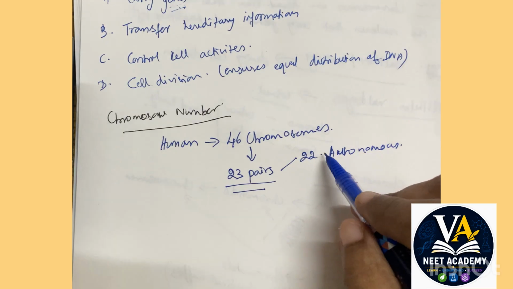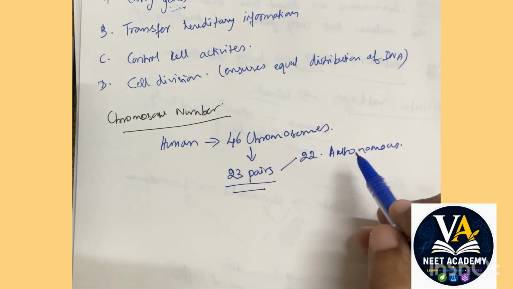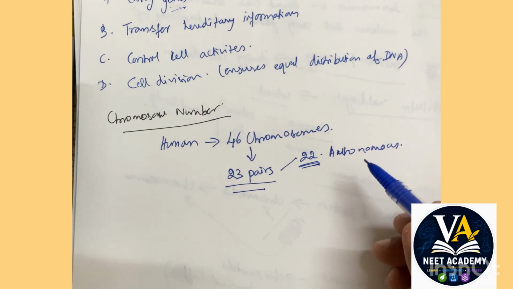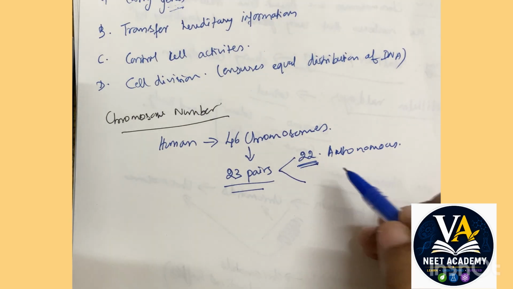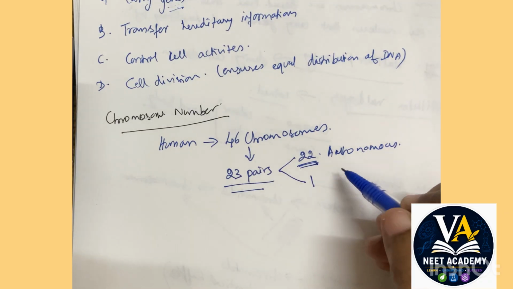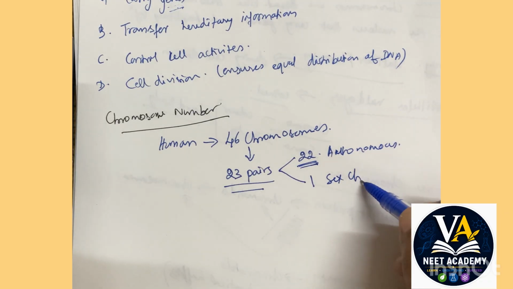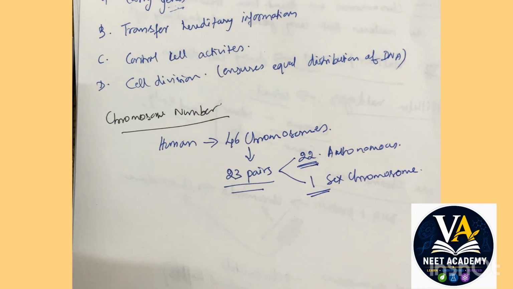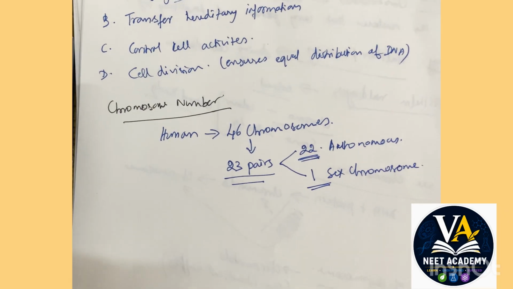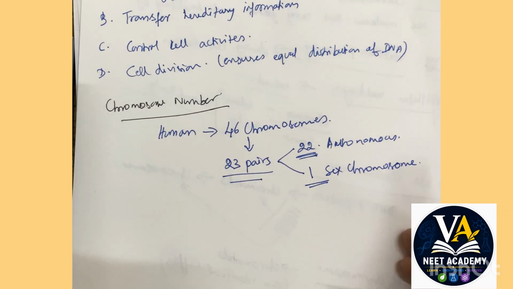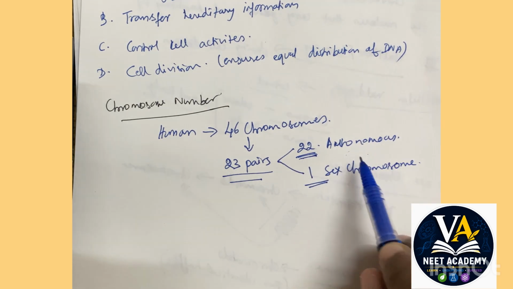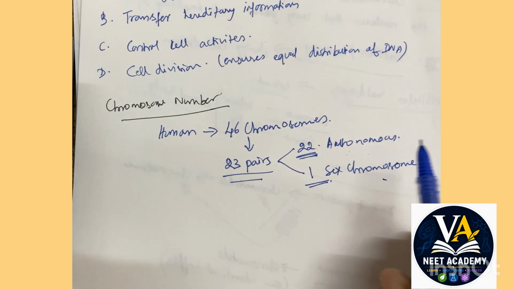Autonomous means they are not the sex chromosome. That means they do not dictate the sex of the person. One pair is a sex chromosome, which decides the sex of a person. So, of the 23 pairs, 22 are autosomal, that is, they are not responsible for deciding the sex of a person. One is the sex chromosome.